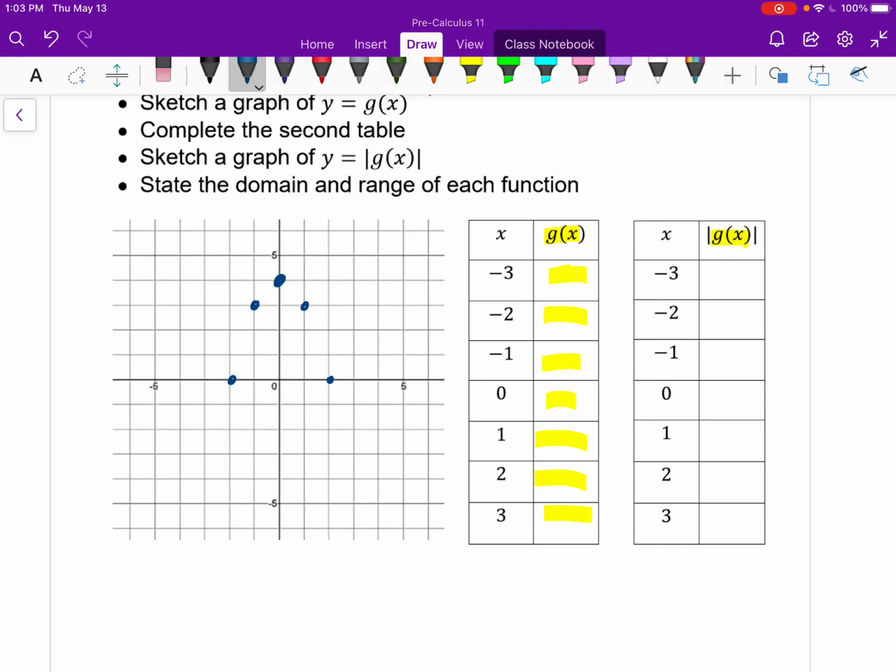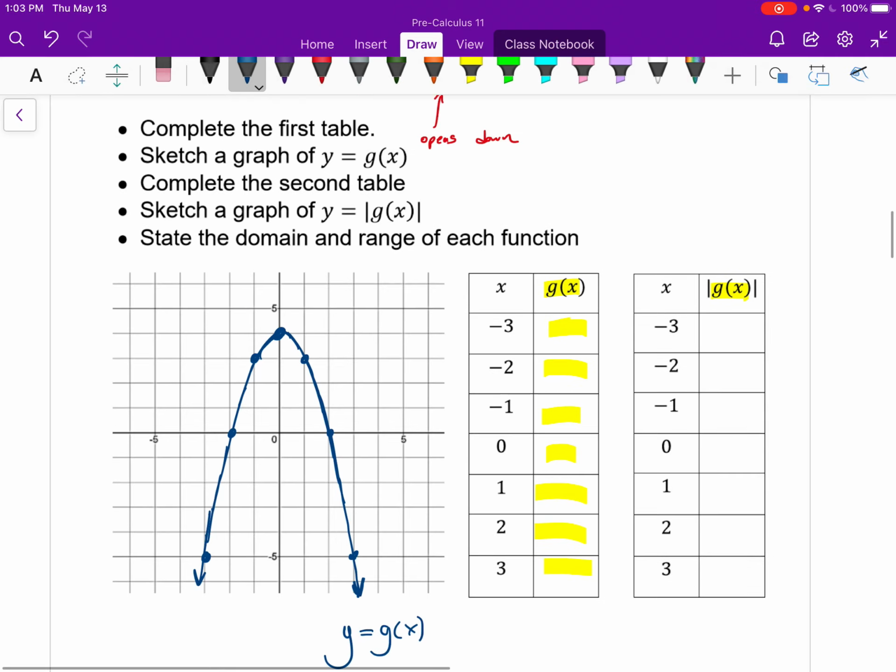All right, so here's my quick graph, all based on us remembering the core ideas from our quadratics unit, which I kept saying is a really important unit. Notice it keeps coming back. So here's my graph of g of x. Perhaps already you can see what the graph of the absolute value of g of x looks like. However, if you're not sure, let's go back to the table of values.